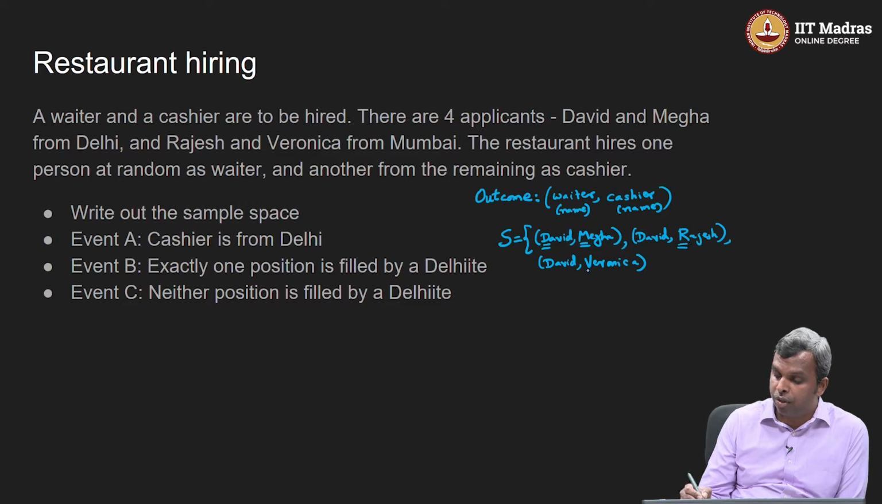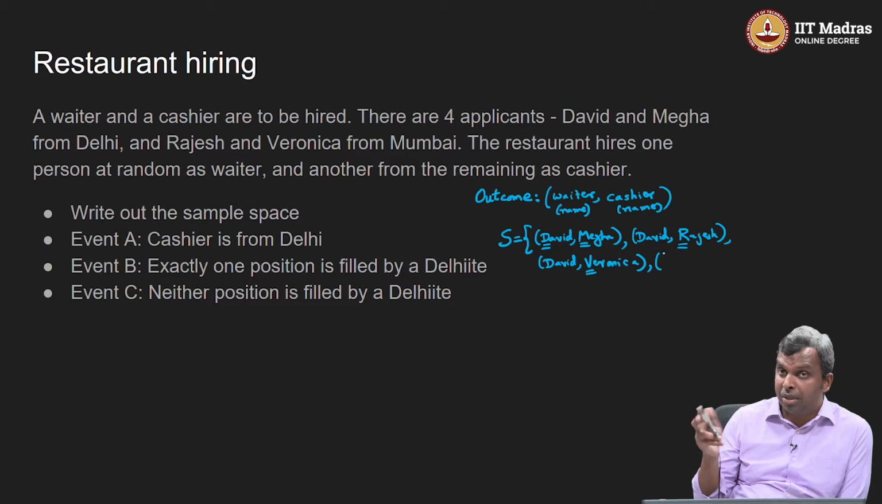So they're all different initials, so I'll only write the first initials for the remaining folks. Okay, so David got hired as waiter, and then one of the other 3 got hired as a cashier. It can also happen the other way around, right? So we'll be careful about it. Let's just write it first in any way, and then we'll come to it.